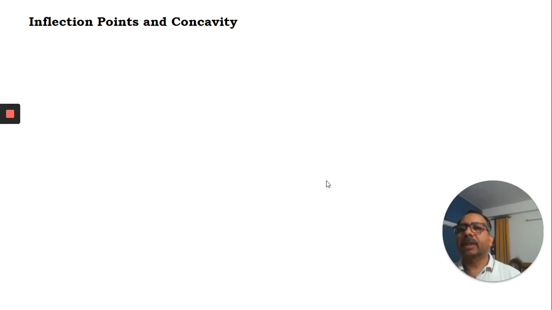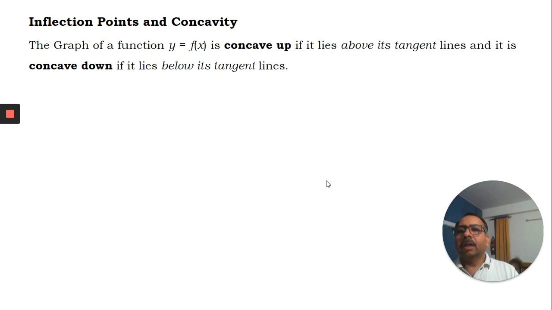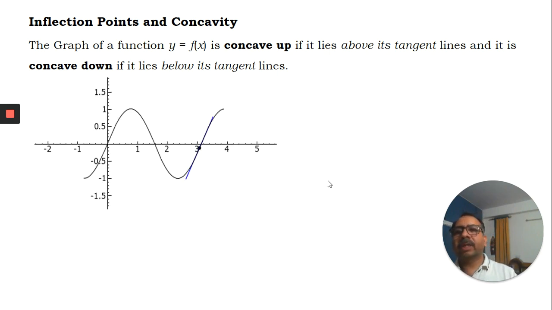I will discuss inflection points and concavity. A graph of a function y equal to f(x) is called concave up if it lies above its tangent lines, and it is called concave down if it lies below its tangent lines.